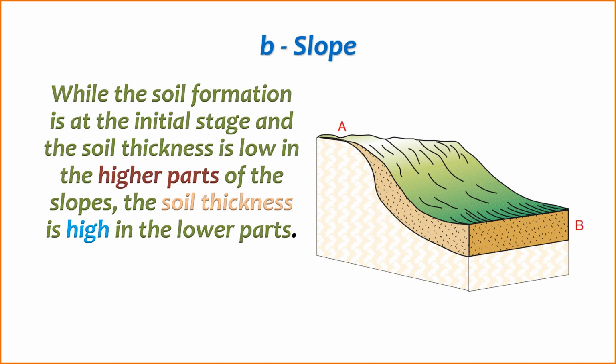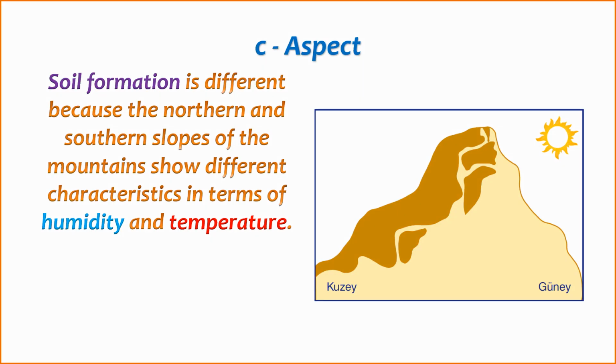extended period. This soil development process is crucial for understanding the suitability of soils for various purposes, including agriculture, construction, and ecosystem health. Soil scientists often study these profiles to assess soil quality, fertility, and potential land use. The exposure of slopes to sunlight, known as aspect, significantly influences the microclimate and, consequently, soil formation. Here's how the northern and southern slopes differ.